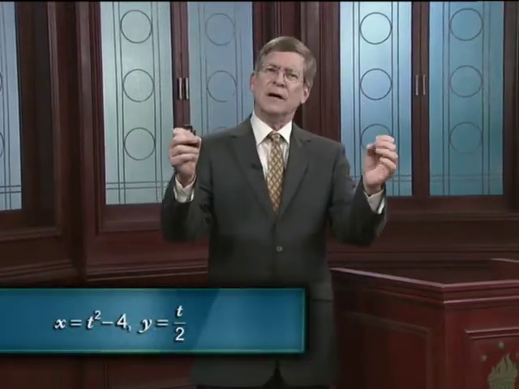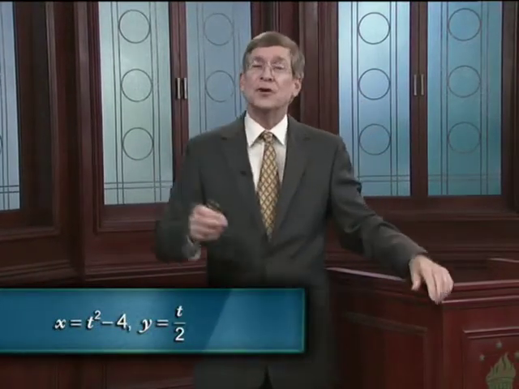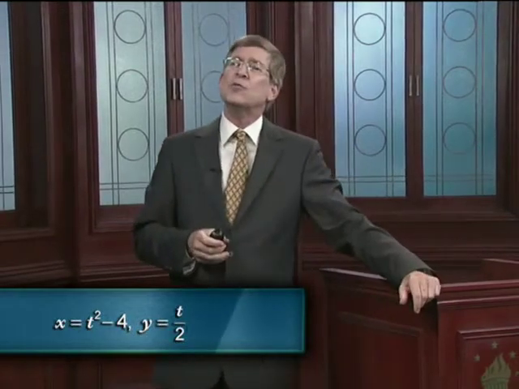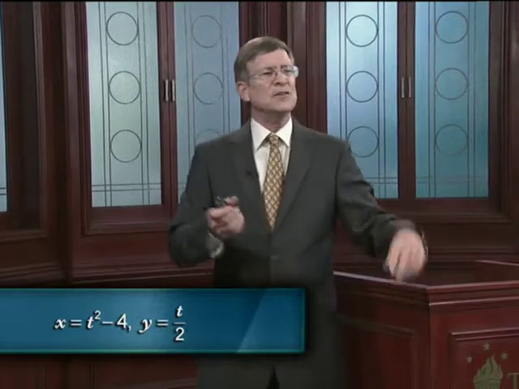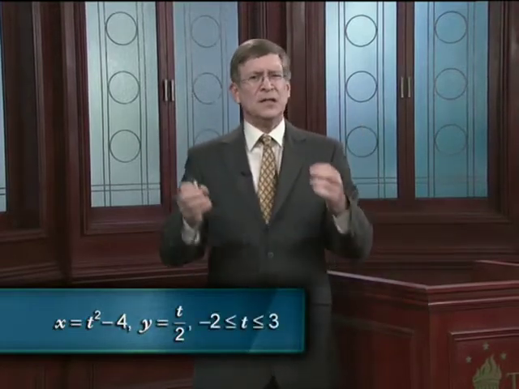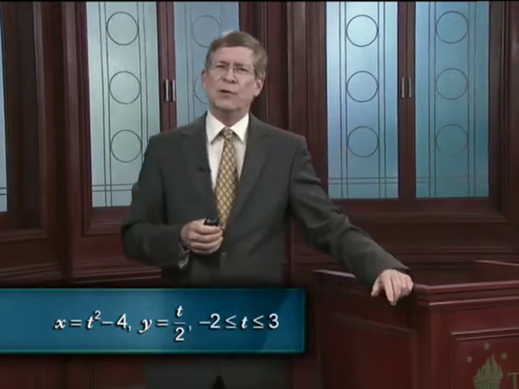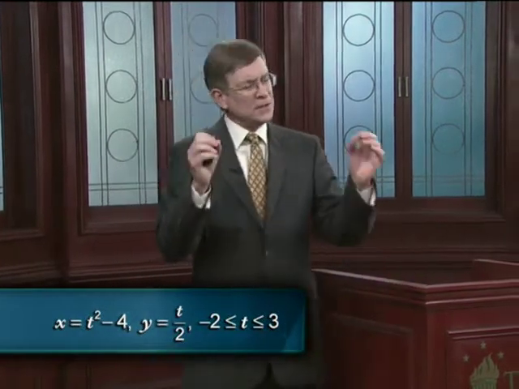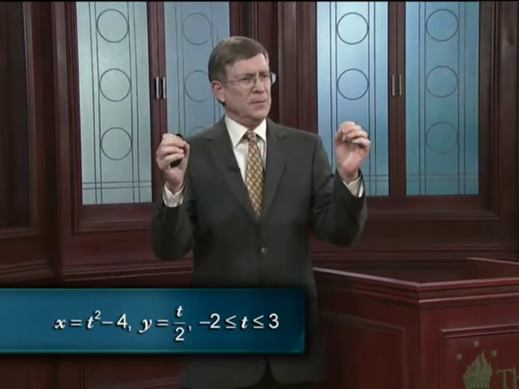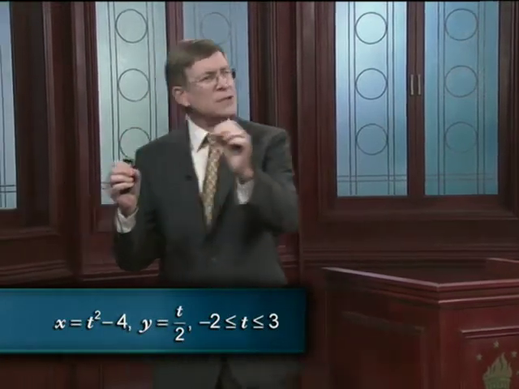So to get started, let's, as I usually do, look at a fairly simple example to understand how this independent variable t really works. So I'm going to give a function of x and y, both being functions of t. So x will be t squared minus 4, and y will be t over 2. And let's restrict the domain. Let's say t is between minus 2 and 3. It's inside that closed interval. So what does the picture look like as t varies from minus 2 to 3?